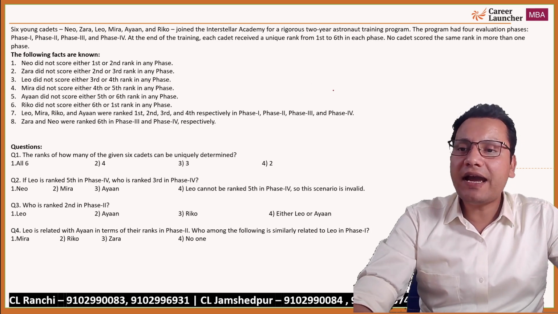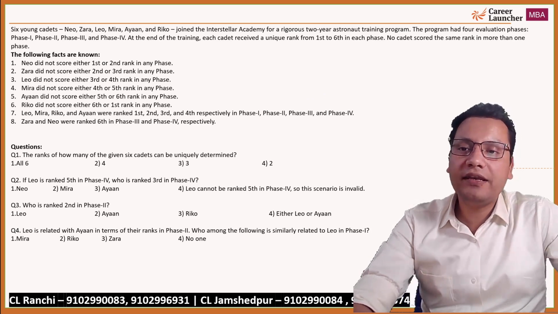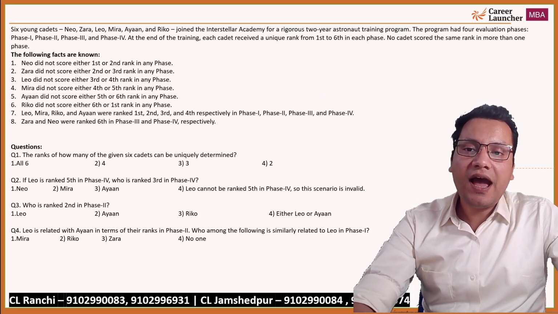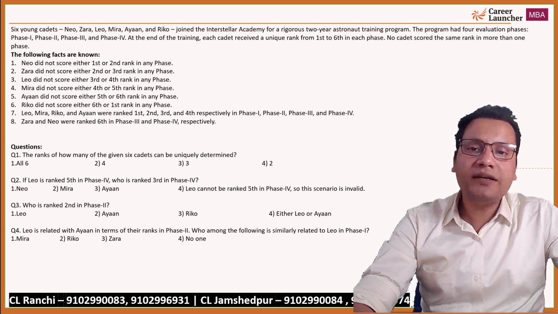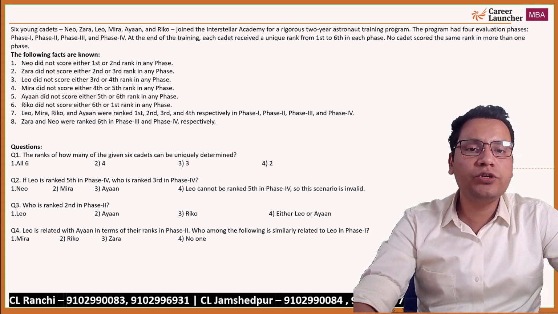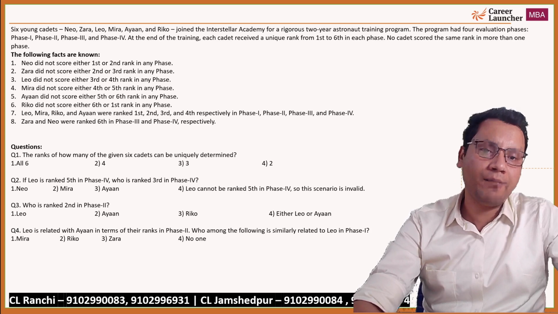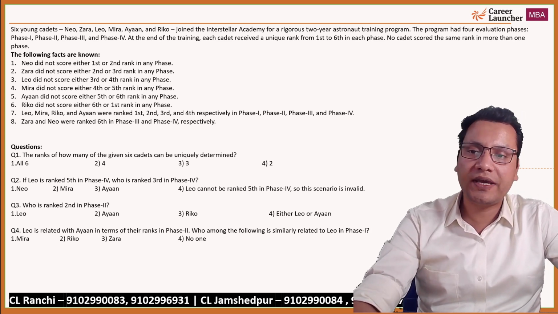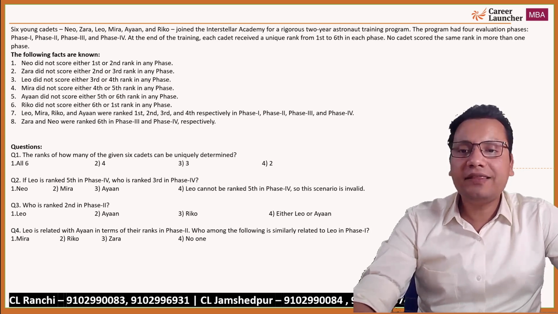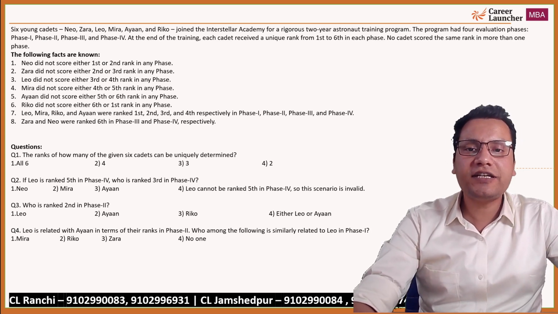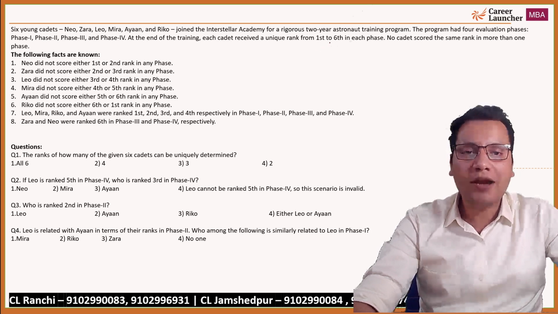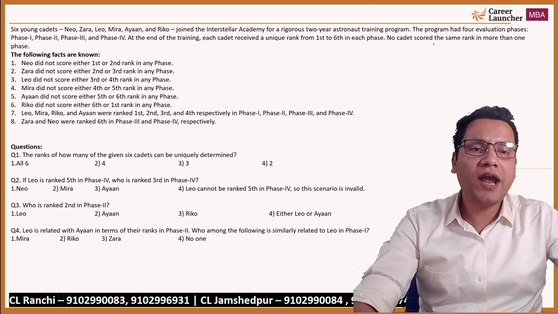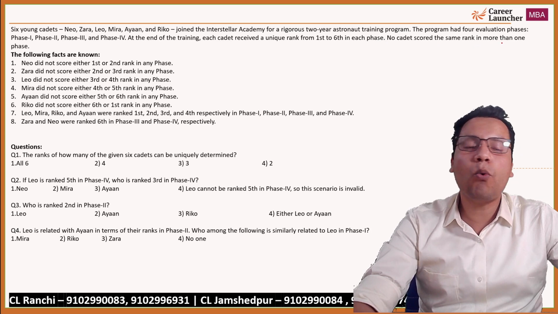There are 6 young cadets, Neo, Zara, Leo, Mira, Ayan, and Rico, who joined the Interstellar Academy for a rigorous 2 years astronaut training program. The program had the evaluation phases, phase 1, phase 2, phase 3, and phase 4. At the end of the training, each cadet receives a unique rank from 1 to 6 in each phase, and no cadet scored the same rank in more than one phase.